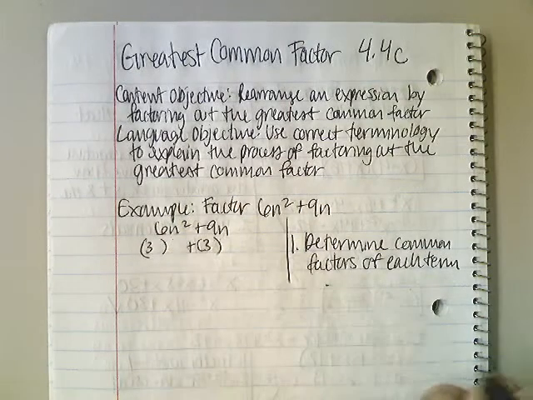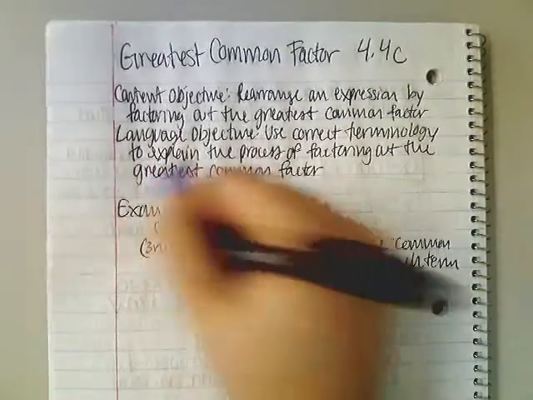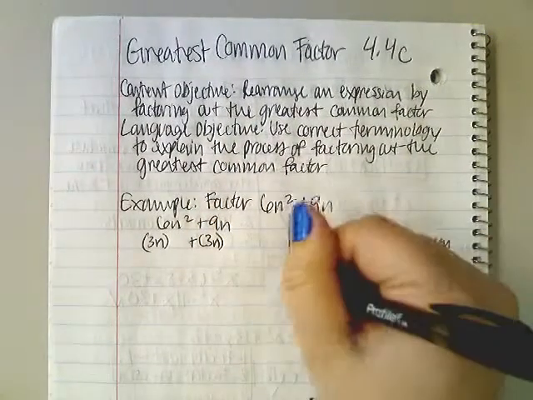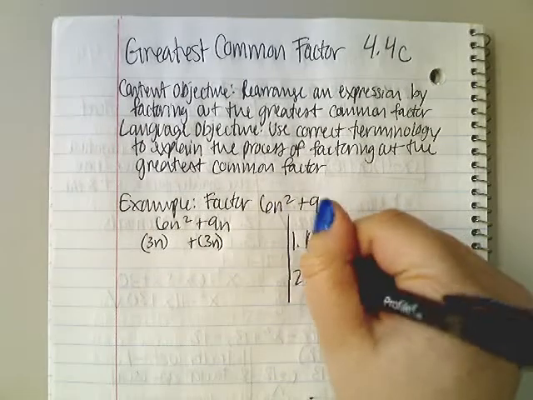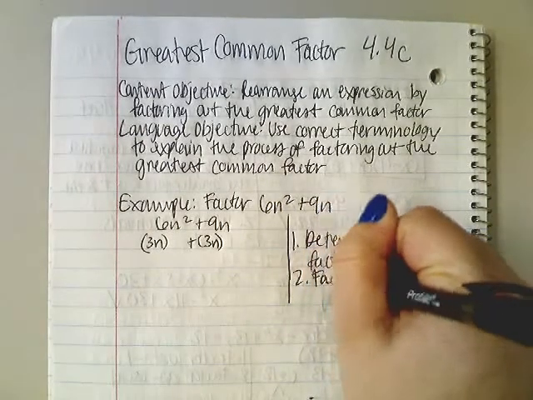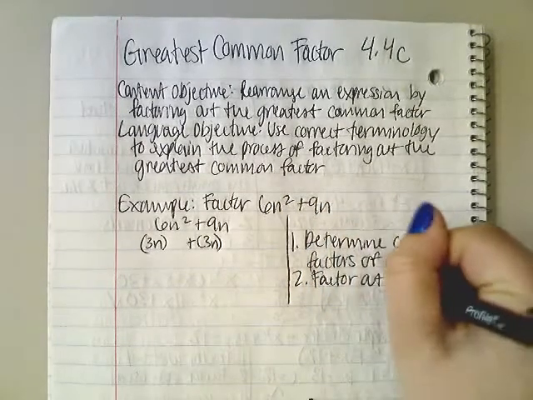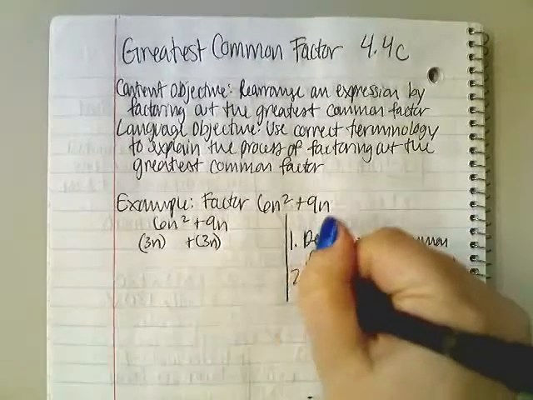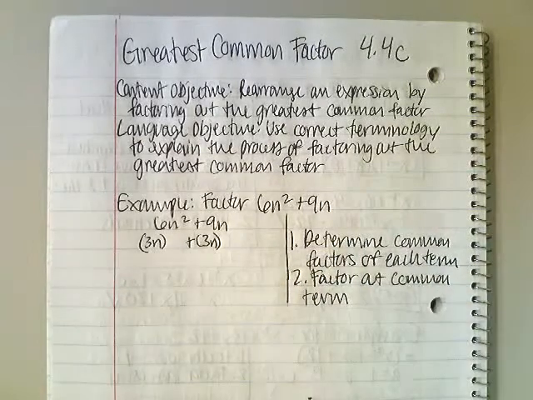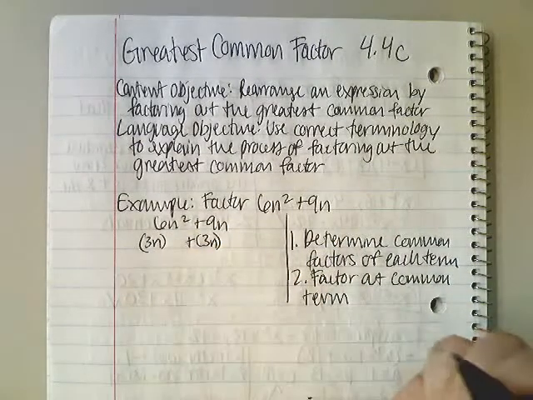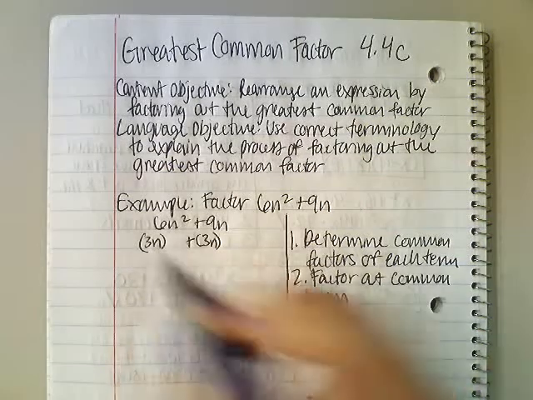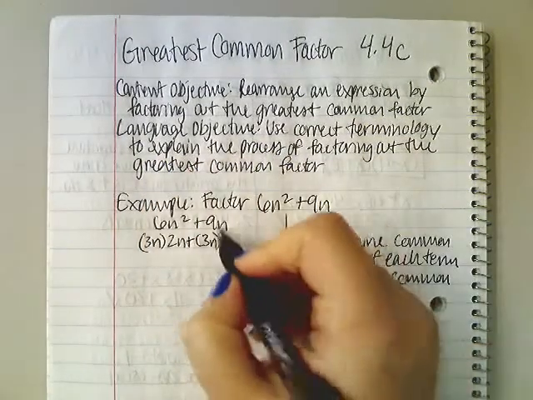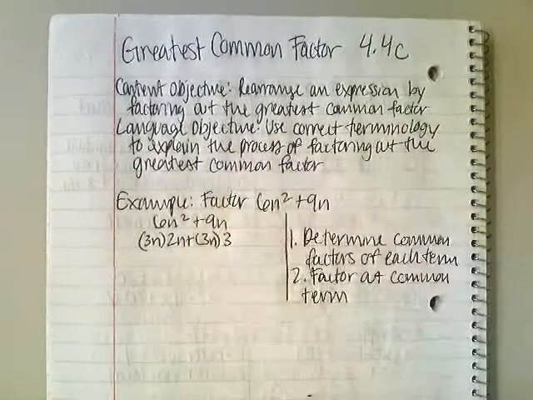I also notice that they each have at least one n, so I know I can take the n out of each of them. So what I'm doing here, step 2, is I'm factoring out the common term or common terms. So I can take 3n out of each of them. When I factor that out of 6n squared, 6n squared divided by 3n leaves me with 2n. So that's going to be left there. And then 9n divided by 3n is going to be 3.